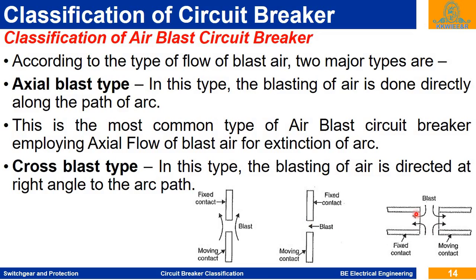And the third one is a combination of both axial and cross blast. So the air blast is moving through this hollow, fixed and moving contact. So this is a combination. Air blast circuit breakers are classified as axial blast and cross blast type circuit breakers.